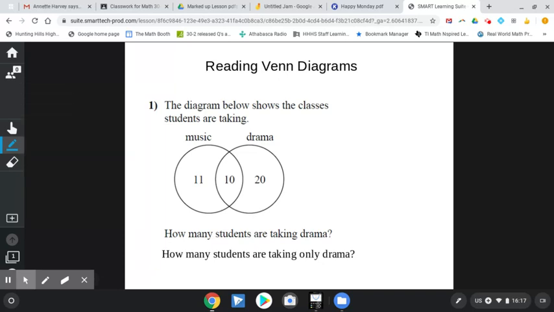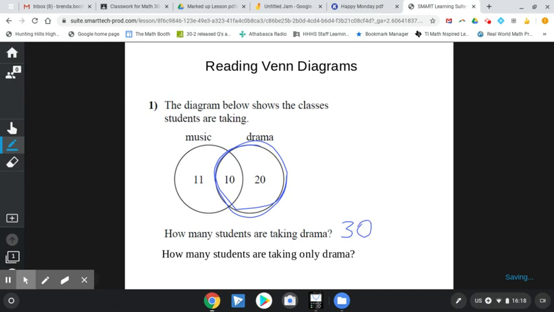So we have a diagram below that shows the classes students are taking, and we're comparing music to drama. Remember, everybody in this circle takes music. Everybody in this circle, 2 sections, but that whole circle, everyone in there takes drama. So for the first question, how many students are taking drama, we have to include the entire circle, everybody in that circle, and there are 30 people in that circle.